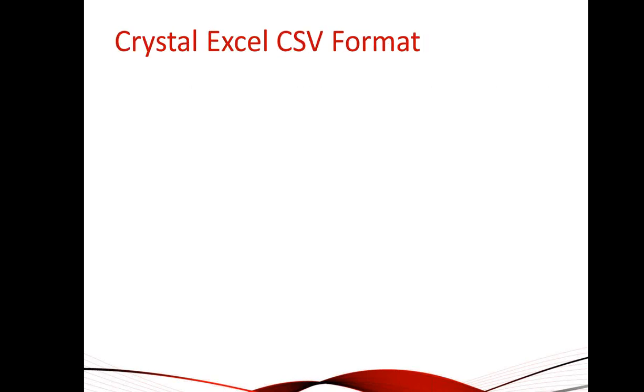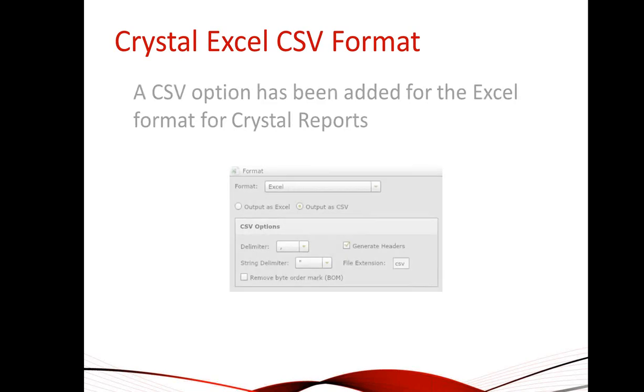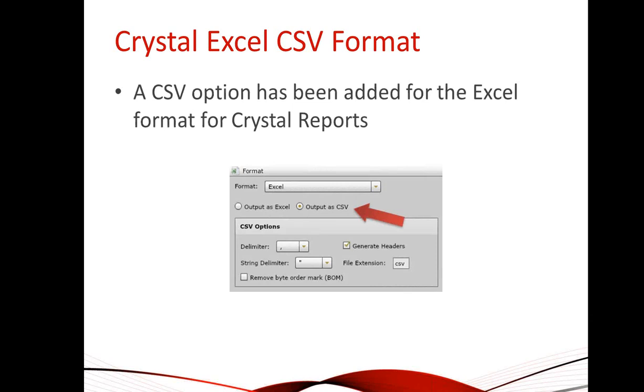This next one regards Crystal. All we've added is the ability to output Crystal Excel as CSV. You've got this option with other formats. It's now available for Crystal, so when you create your form or your delivery for the Crystal report, you can say output as Excel, which will give you the XLS, or output as CSV, where you have all of your options to customize delimiters, turn on and off headers, change the extension, that sort of thing.